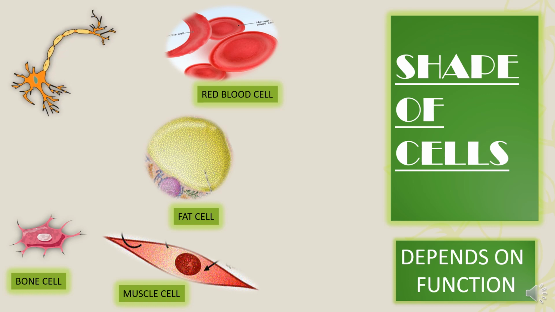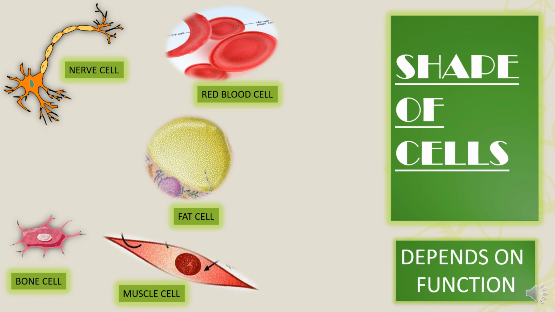Next, we can see a nerve cell. Nerve cell is very long and has a branched structure because it needs to carry messages from one part to another part of our body. Next is the sperm cell of human, and this has a head-like structure which is oval shaped and a long tail.